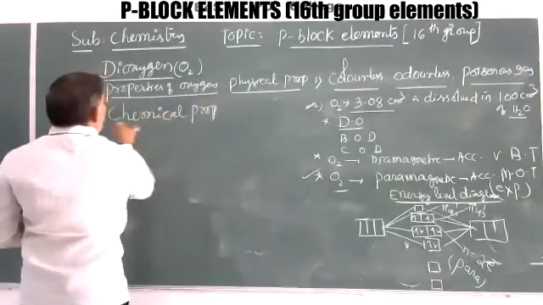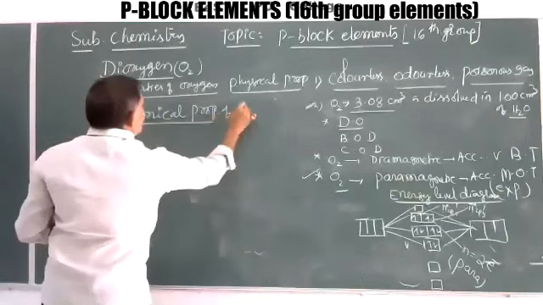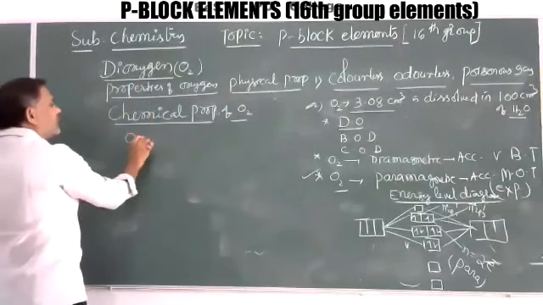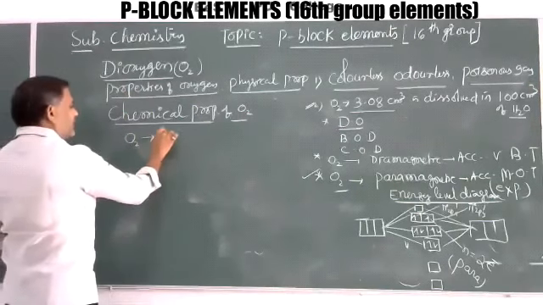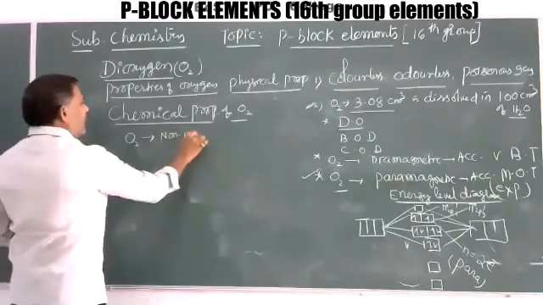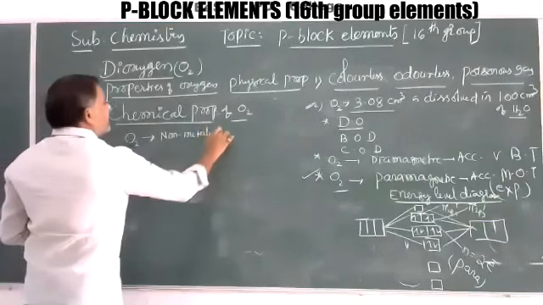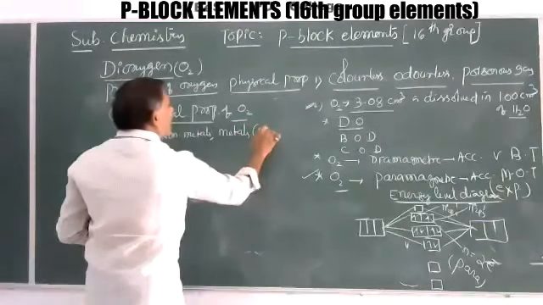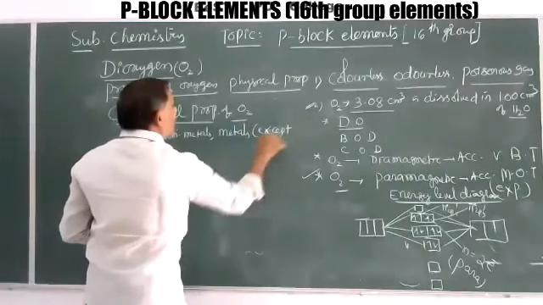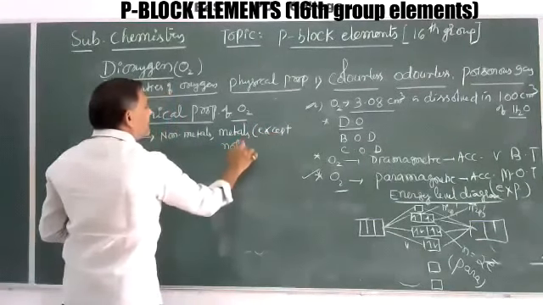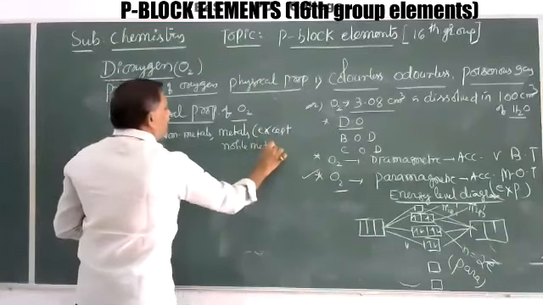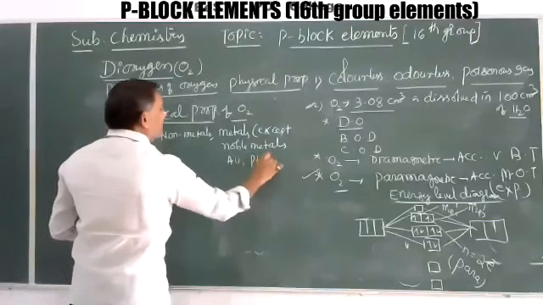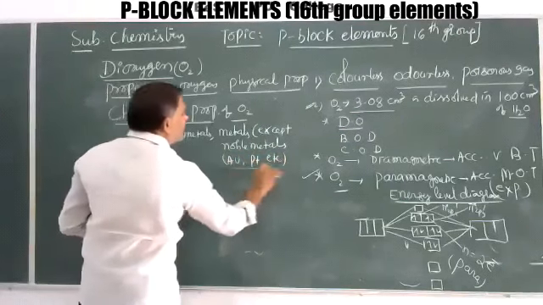Chemical properties of oxygen. Okay. Oxygen reacts with non-metals and metals, except noble metals. Except noble metals means gold and platinum, which are not easily affected.